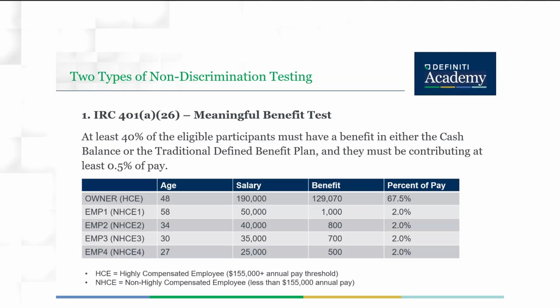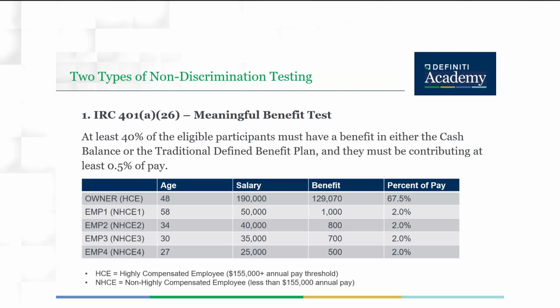Okay, so there's two types of non-discrimination testing I want to go over, just two of them. So now we've expanded our example of the 48-year-old, and he's got four employees. So that's our favorite benefit cost, 129,070 again. And the IRS rule mandates that 40% of the staff, namely two people, must have a meaningful benefit of at least a 0.5% of average pay. Clearly, the 48-year-old has it.